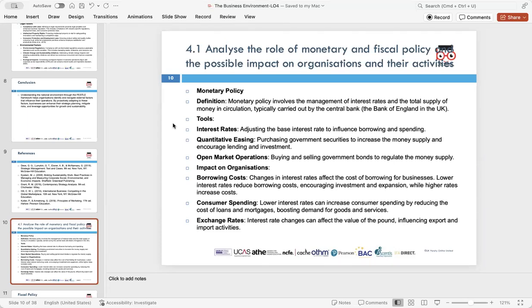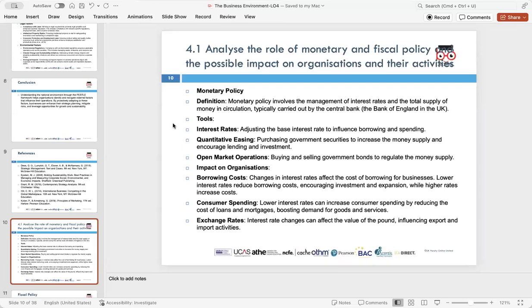Impact of monetary policy on organizations. Monetary policies significantly impact businesses by affecting borrowing cost, consumer spending, and exchange rates. Borrowing cost: changes in interest rates directly influence the cost of borrowing for businesses. Lower interest rates reduce borrowing cost, making it more affordable for businesses to finance expansion and investment projects. This can lead to increased business activity and economic growth. Conversely, higher interest rates increase borrowing cost, which can constrain business investment and expansion.